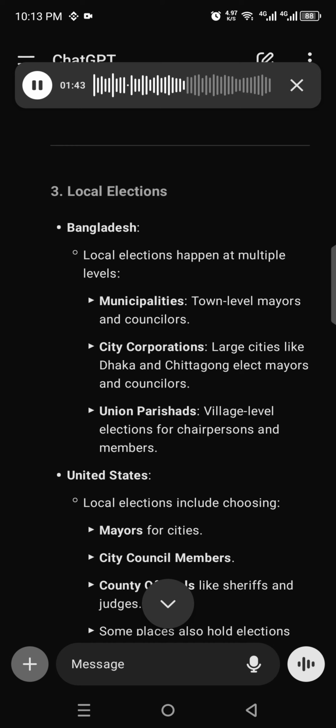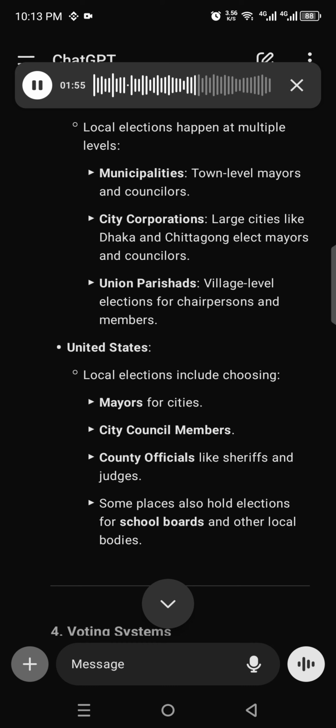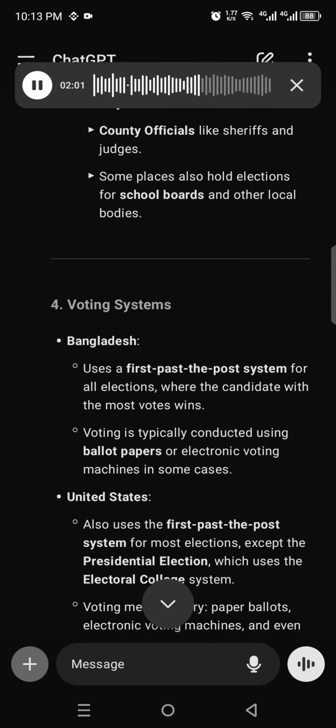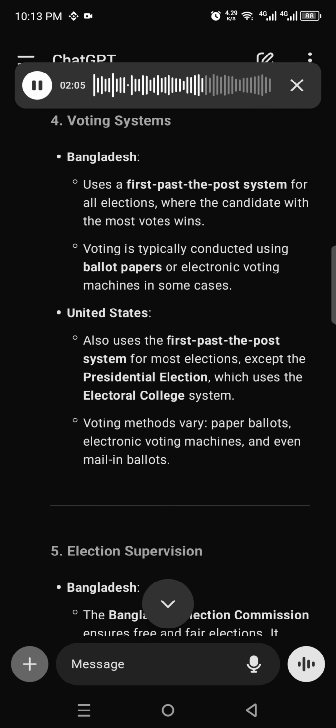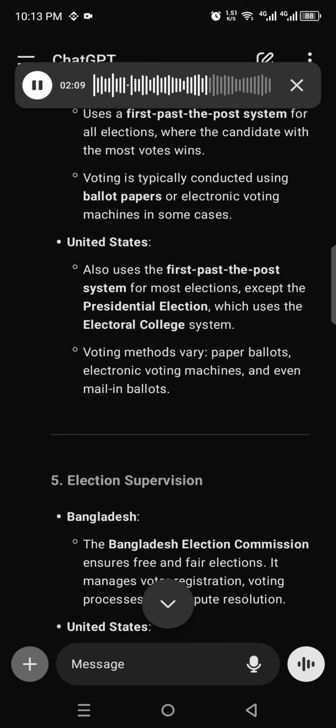4. Voting systems. Bangladesh uses a first-past-the-post system for all elections, where the candidate with the most votes wins. Voting is typically conducted using ballot papers or electronic voting machines in some cases. United States also uses the first-past-the-post system for most elections, except the presidential election, which uses the Electoral College system. Voting methods vary: paper ballots, electronic voting machines, and even mail-in ballots.